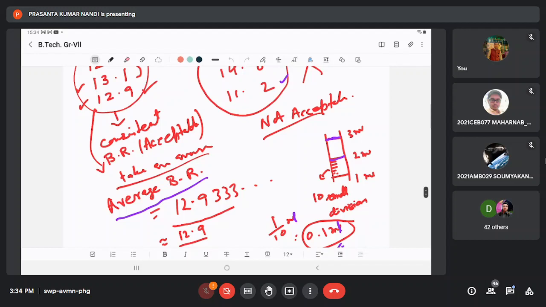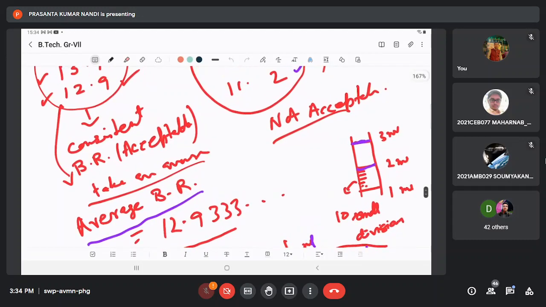And you know that this is how the divisions are there in the burette. You know, there are say 1 ml, 2 ml, 3 ml. And within each 1 milliliter range, there are 10 small divisions. Right. So that you can trace the 1.1 or maximum accuracy, that is 1.9. Right, 1.9 milliliter.